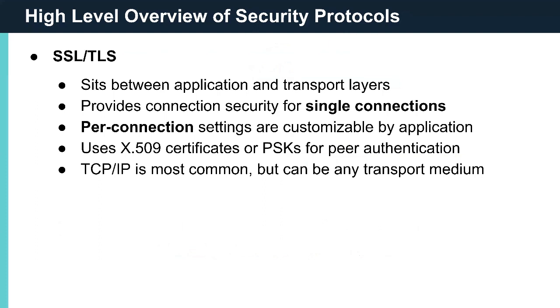So starting with SSL/TLS, this is Secure Socket Layer and Transport Layer Security. It sits between the application and transport layers and provides essentially security for a single connection, which is going to differ from some of the other protocols out there. Because it's doing security for that single connection, you have per connection settings that you can customize by your application or at build time. TLS uses X.509 certificates or pre-shared keys for peer authentication. You can authenticate one or both sides of the connection. TCP/IP is the most common transport layer used underneath TLS, but that really can vary, again, depending on application.